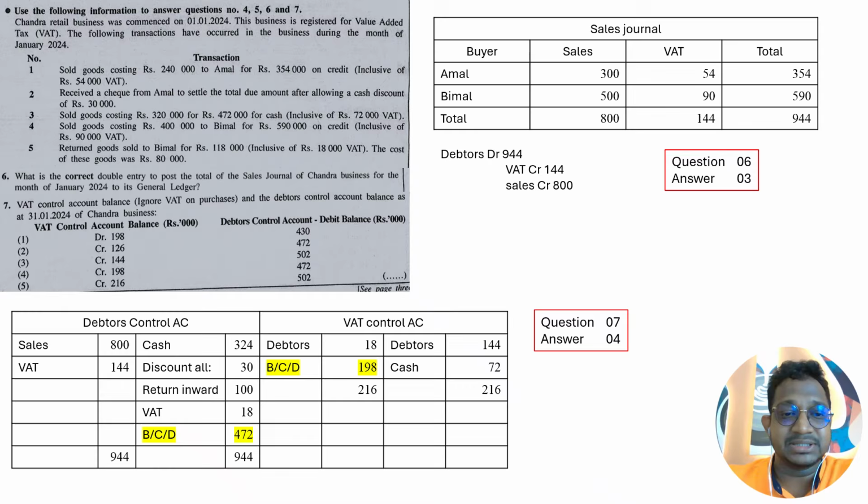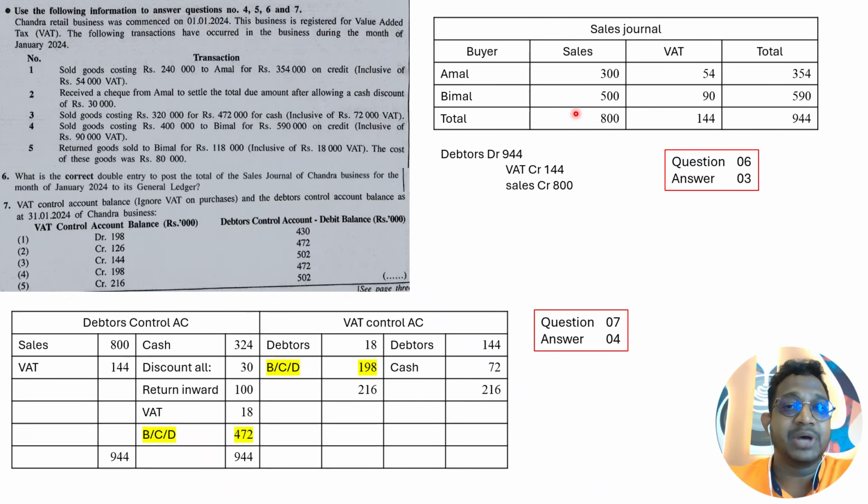Now, the sixth one, they ask what is the correct double entry to post the total of the sales journal of Chandra business for the month of Jan 2024 to its general ledger. In the sales journal, you are only recording the credit sales, right? So here there are two credit sales: the first one to Amal and the fourth one to Bimal. So the buyers' names are Amal and Bimal.